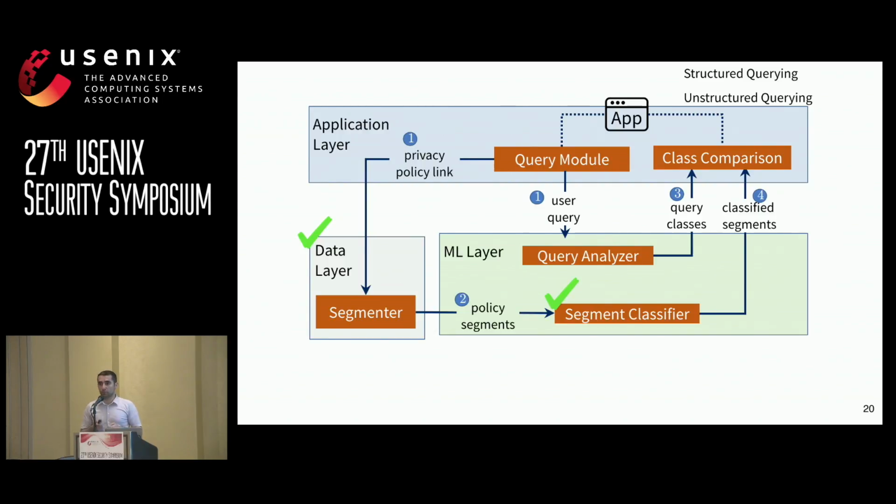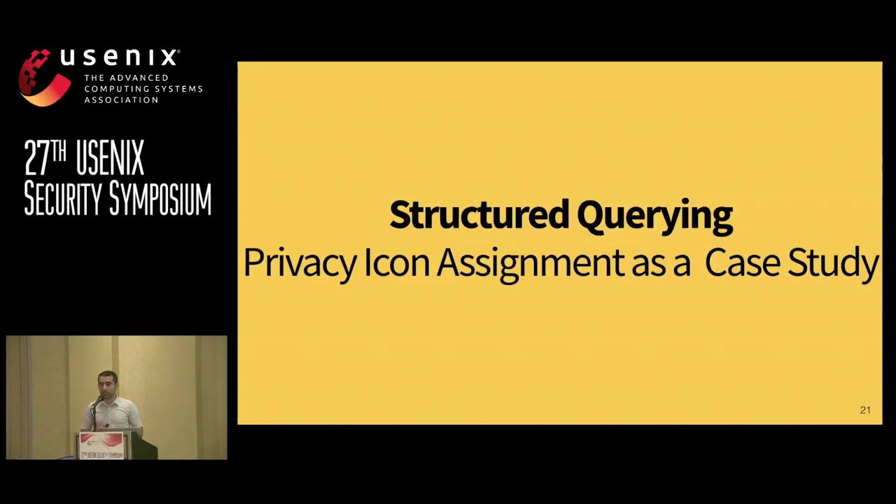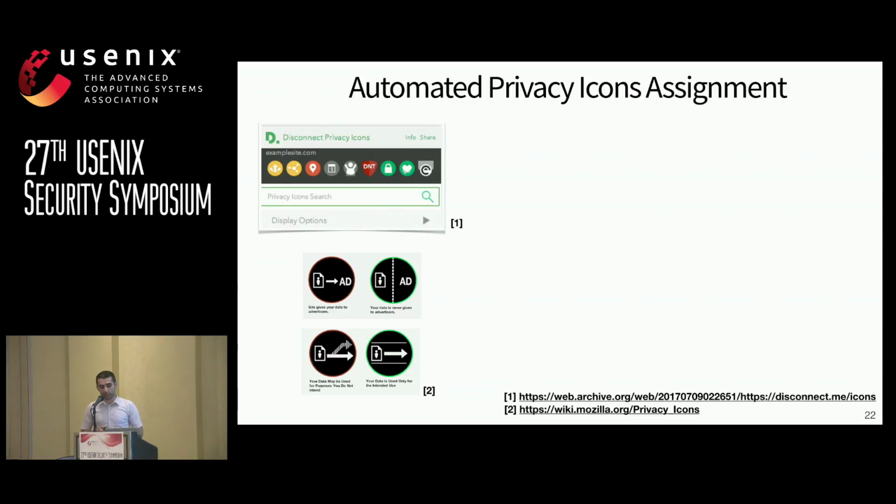Now, I will go into more details about how we use the rest of the components here in specific applications. So structured querying is the first category of application. As a case study, we'll take privacy icon assignment. Privacy icons have been proposed before as the alternative view to privacy policies. There were approaches by Mozilla and by Disconnect to design icons. There is a problem in how to design the best icons, but the problem is also how to populate these icons. And that's one reason why these icons didn't take off.